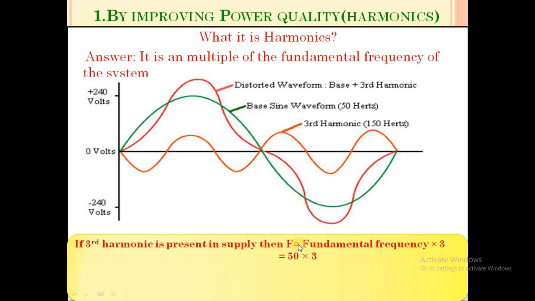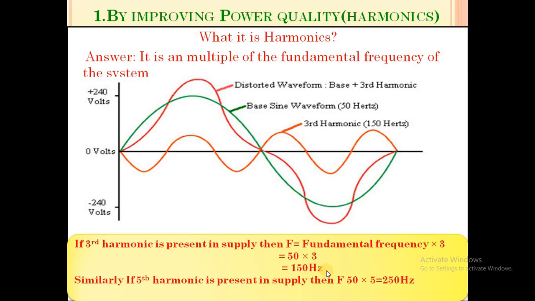If the third harmonic is present in the supply, then the frequency will increase. How? Here the fundamental frequency is 50 Hz, and the third harmonic is present, meaning the third multiple is there. So the total frequency we are getting is 150 Hz, which is greater. Similarly, if the fifth harmonic is present in the supply, then the frequency we are getting is 50 into 5, the fifth multiple. So 50 into 5 gives 250 Hz, that is an increased frequency.